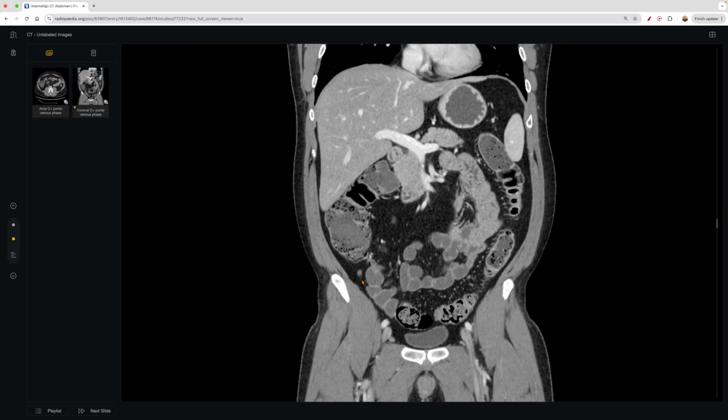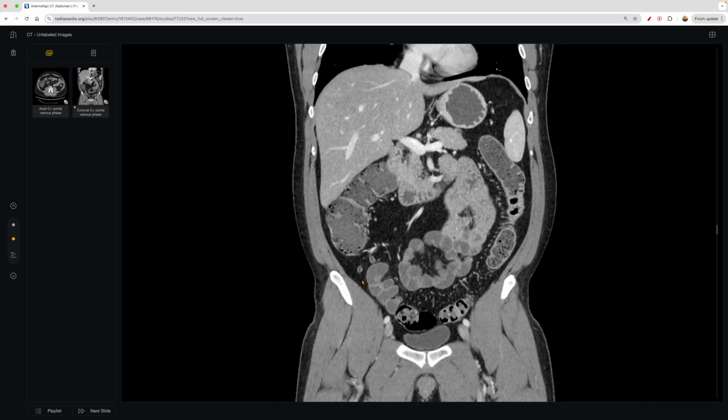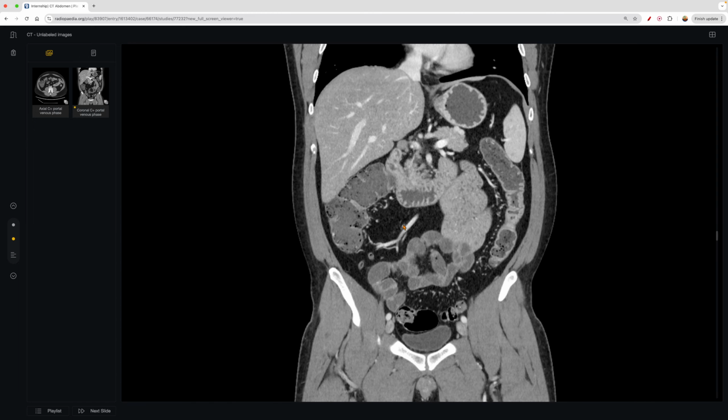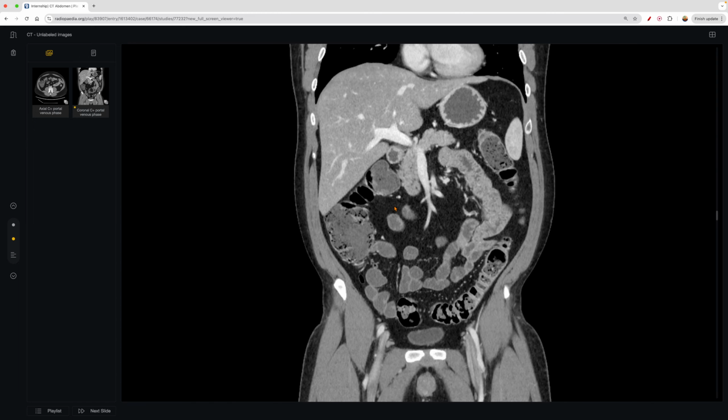And sometimes it's difficult to see depending on the orientation of all the anatomy, but nonetheless, you can try to find it. Don't be upset if you can't find it. Sometimes it is difficult, or maybe even surgically absent. Make sure you check the patient's history.